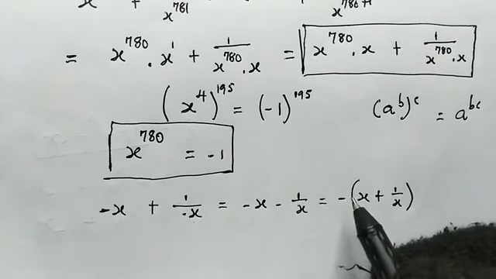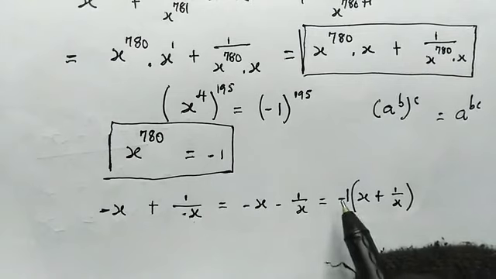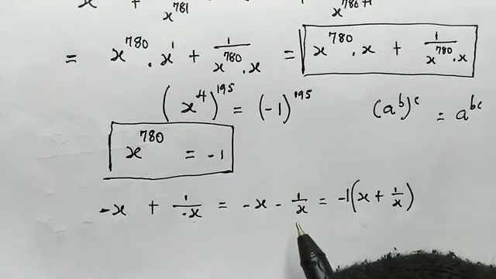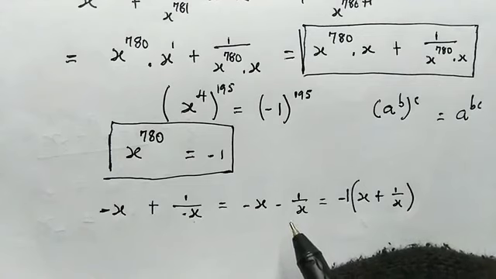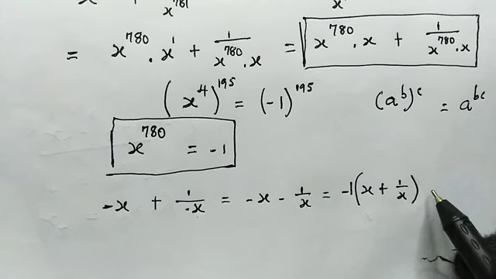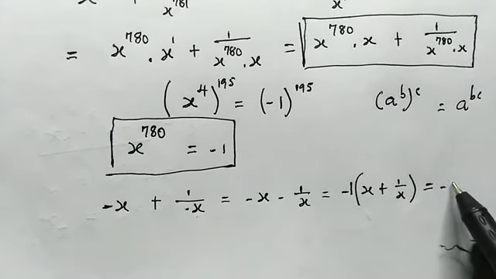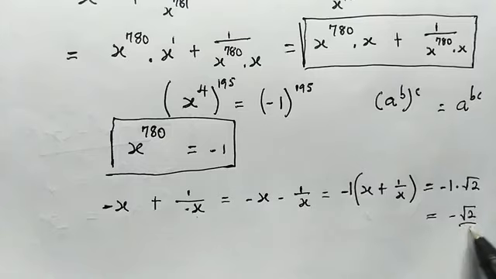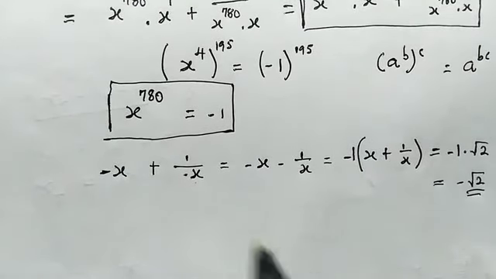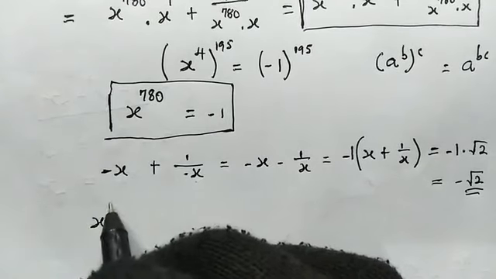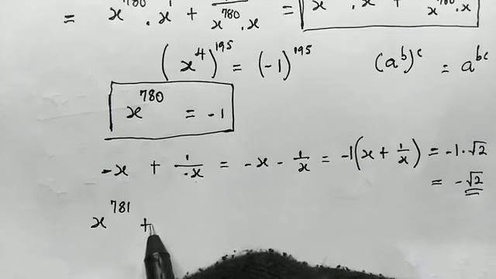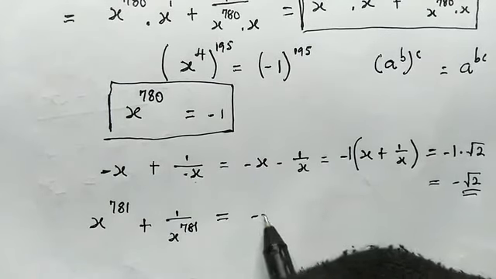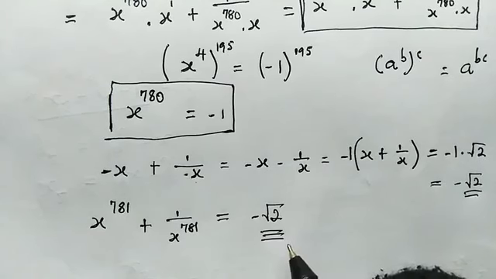Okay, you can just put it as negative 1, right? So here we have negative 1 times x will give us negative 1. Negative 1 times plus 1 over x will give us negative 1 over x. And remember, from the original equation, x plus 1 over x equals root 2, right? So substituting that here, we get this equals negative 1 times root 2, which will give us negative root 2. So here we come up with the solution to the Olympiad math problem: x to the power of 781 plus 1 all over x to the power of 781 equals negative root 2. And here is the right answer.